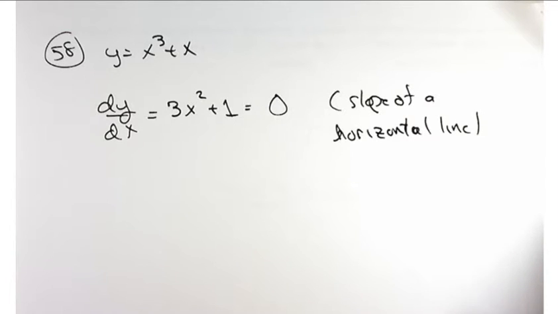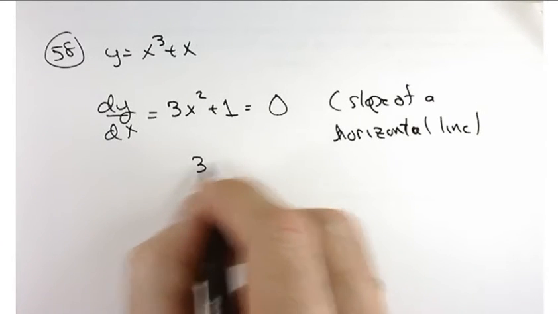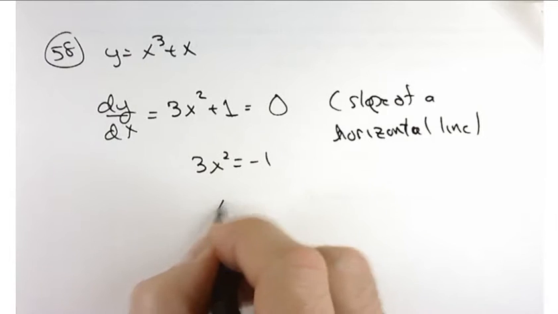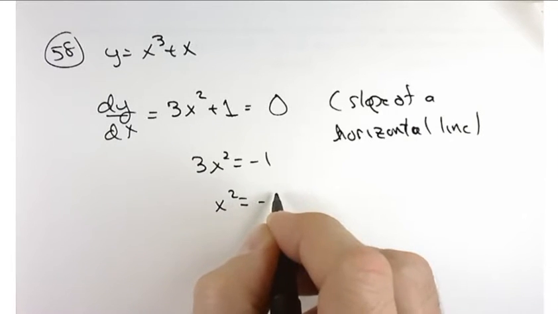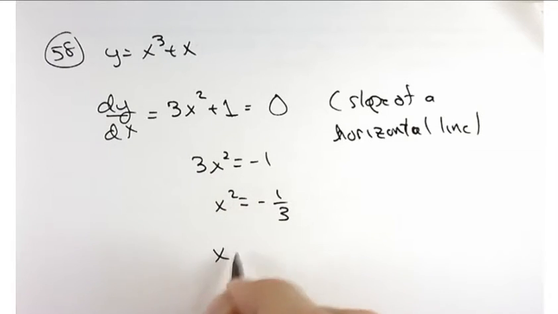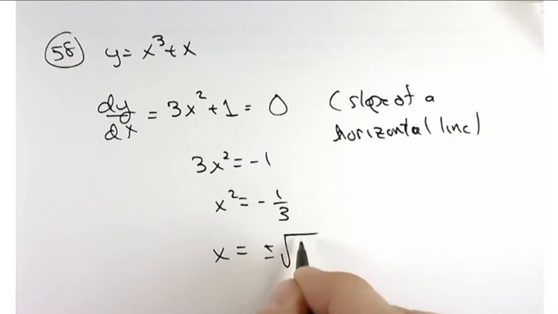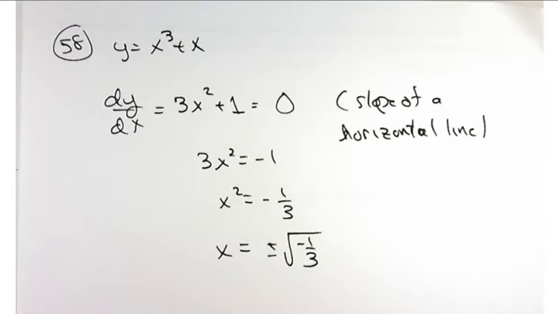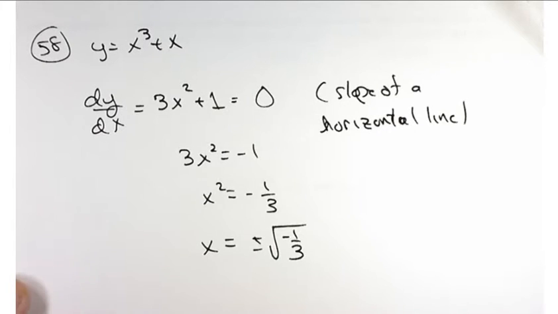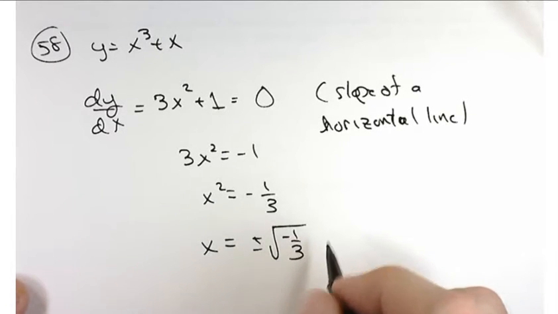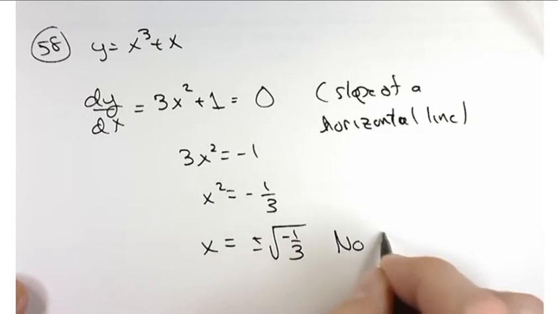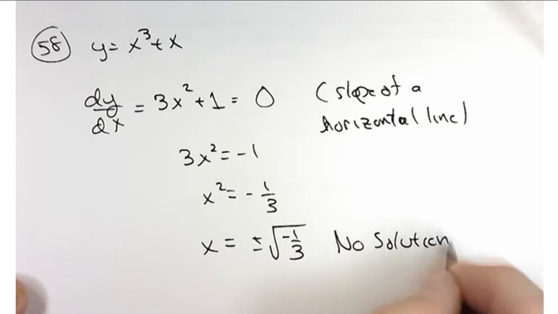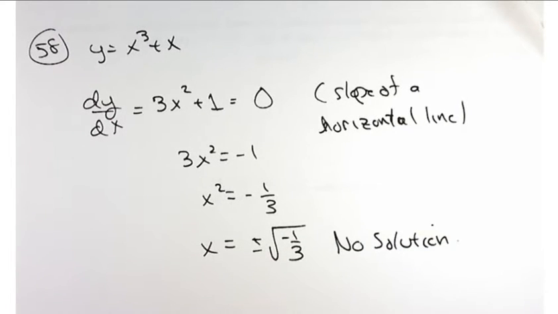Well, let's solve for x. That's 3x squared equals negative 1. x squared equals negative 1/3. And, uh-oh, running into problems. We're not going to work with imaginary numbers. So basically there's no solution. There's no point on the graph of this function where the tangent line is horizontal. We're just not going to work with imaginary solutions. So that's it. You had another question? Go ahead.